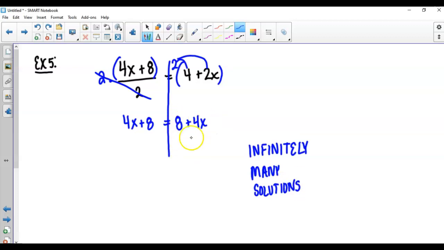So if we wanted to continue, we could here. We could subtract 4x from both sides. It cancels on both sides. 8 equals 8. 8 does always equal 8, so this one is infinitely many solutions.